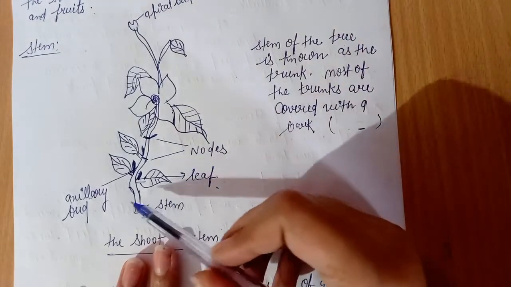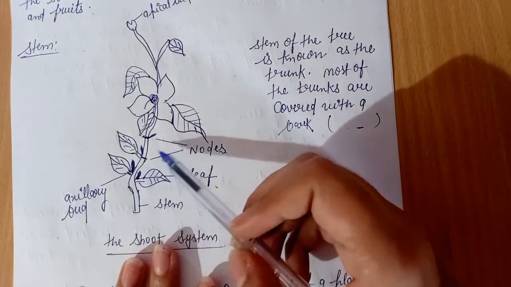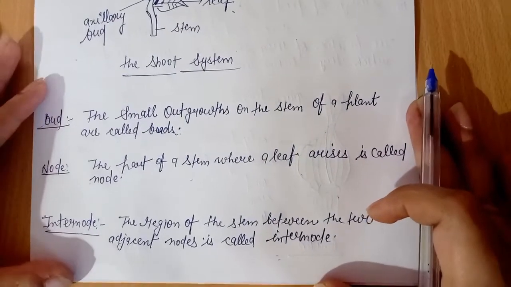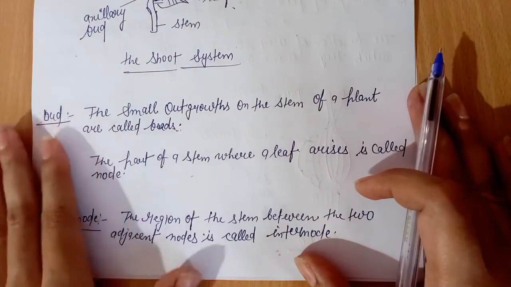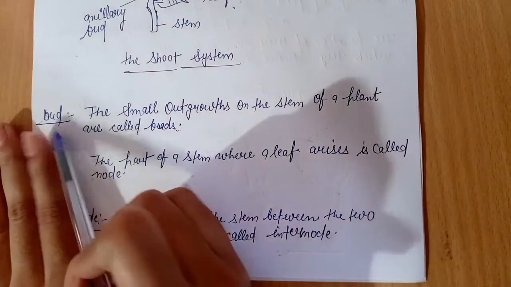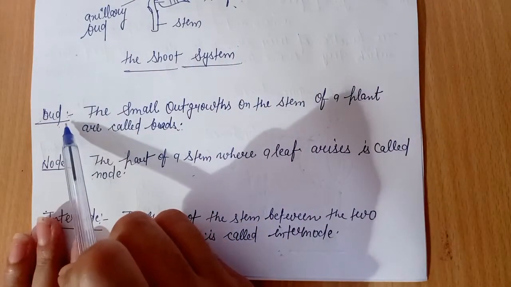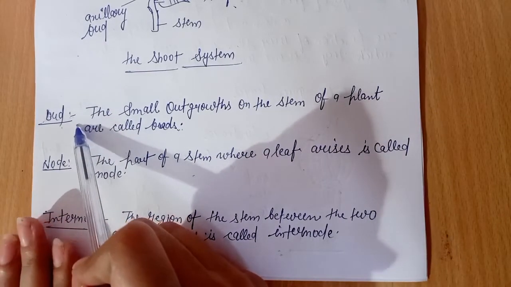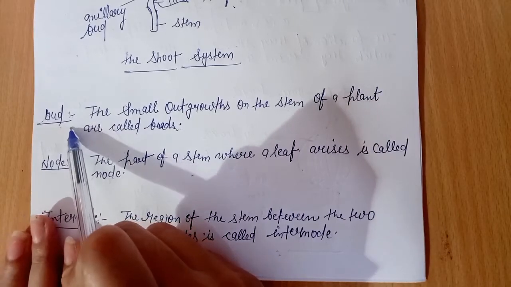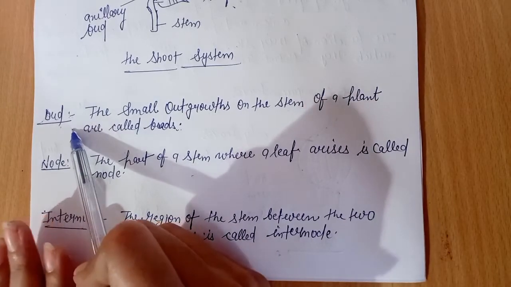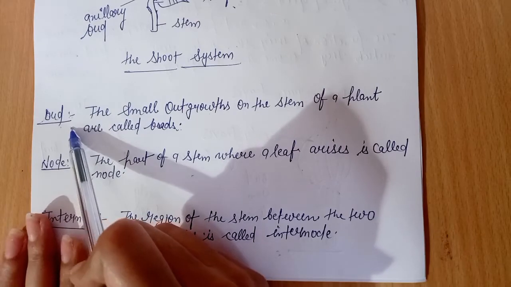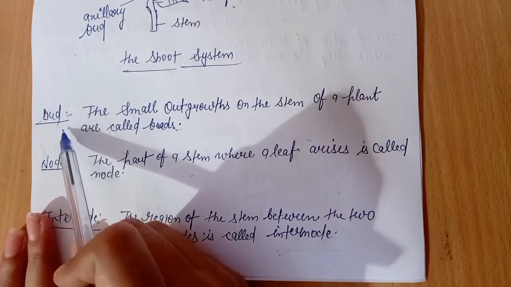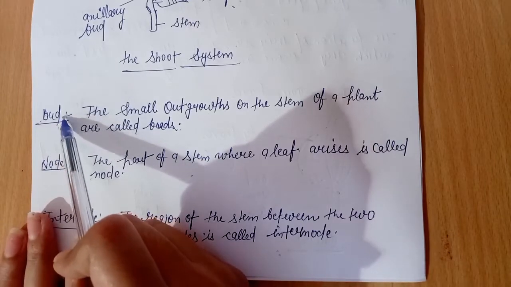What are node, axillary bud and internodes? Let's understand this. First is bud. Two terms are very important: bud and node. What is a bud? Every part of a plant, such as leaf, fruit and new branches, is formed initially from the bud. Their formation starts from the bud.